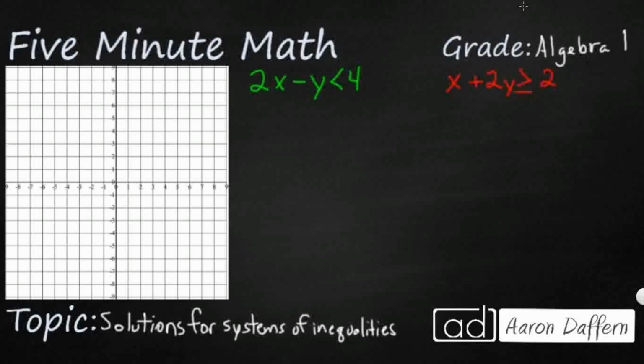So this is a system of inequalities because these two inequalities both have x and y, but they exist in the same coordinate plane. So we're going to graph them and see if we can find some x and y coordinates that might work as solutions for both.